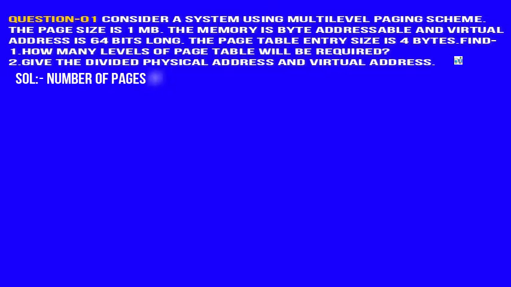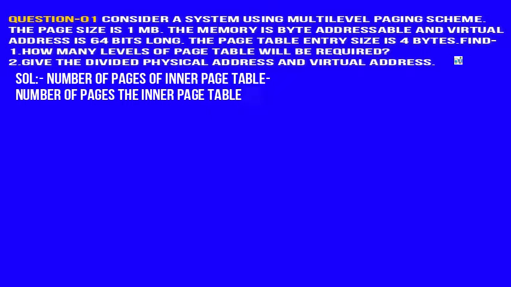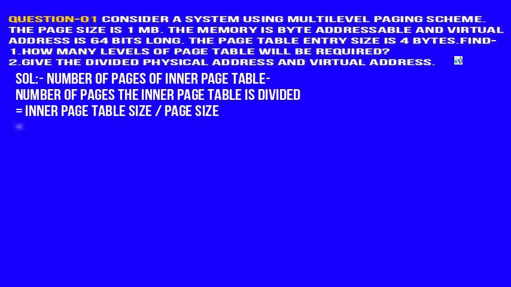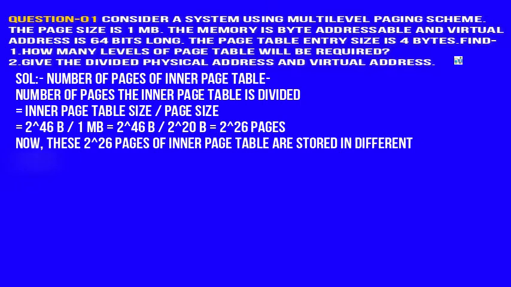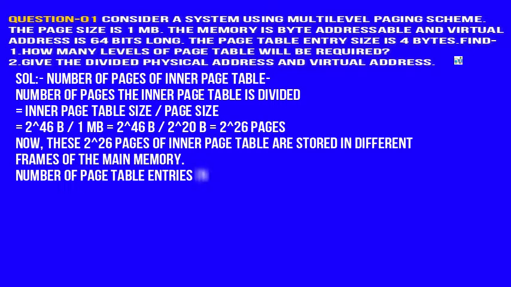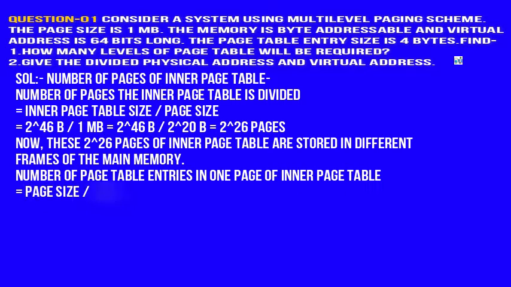Frame is converted into page. Now, the number of pages of the inner page table is equal to the page table size divided by the page size. The inner page table size is already given as 2 to the power 46 bytes, and the page size is 1 megabyte. So 2 to the power 46 bytes divided by 2 to the power 20 bytes equals 2 to the power 26 pages.